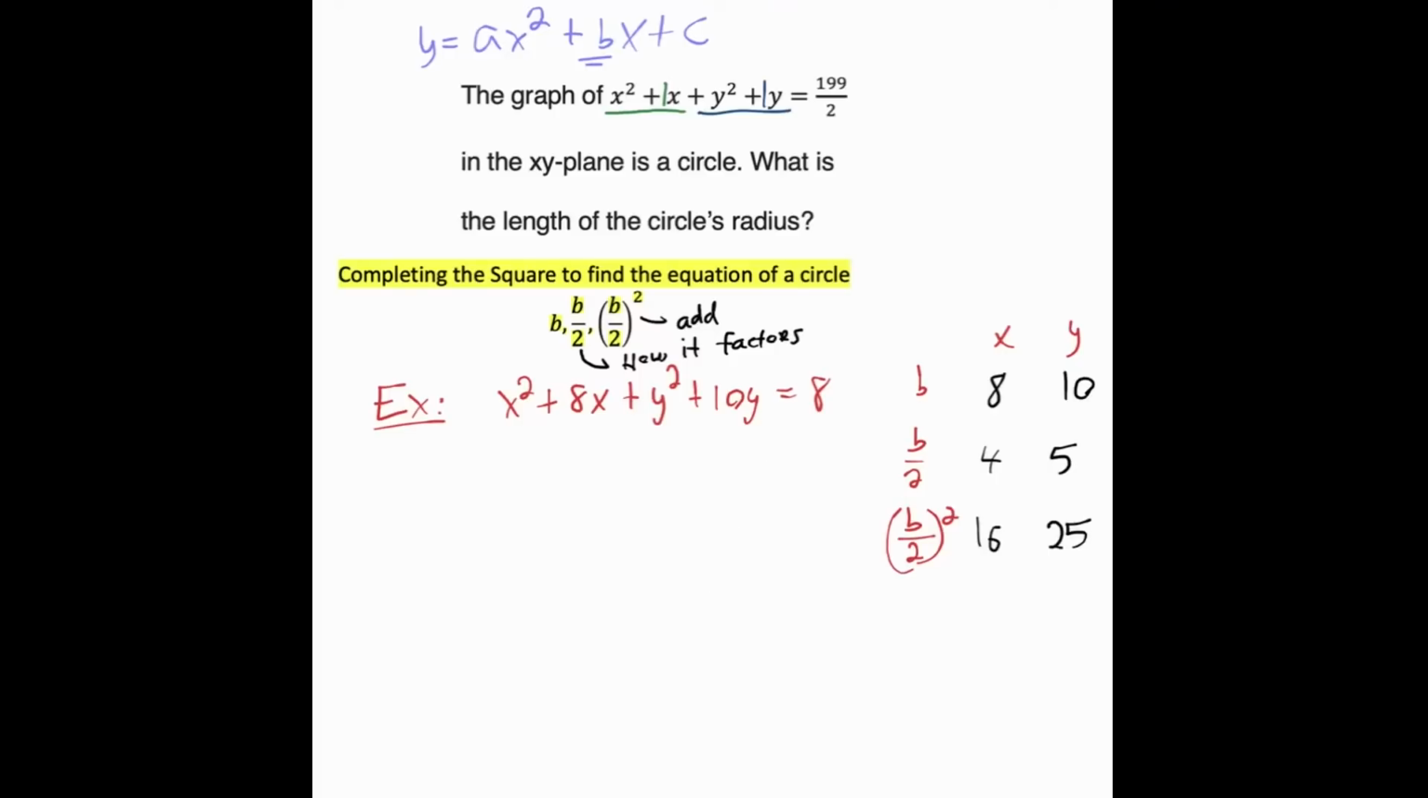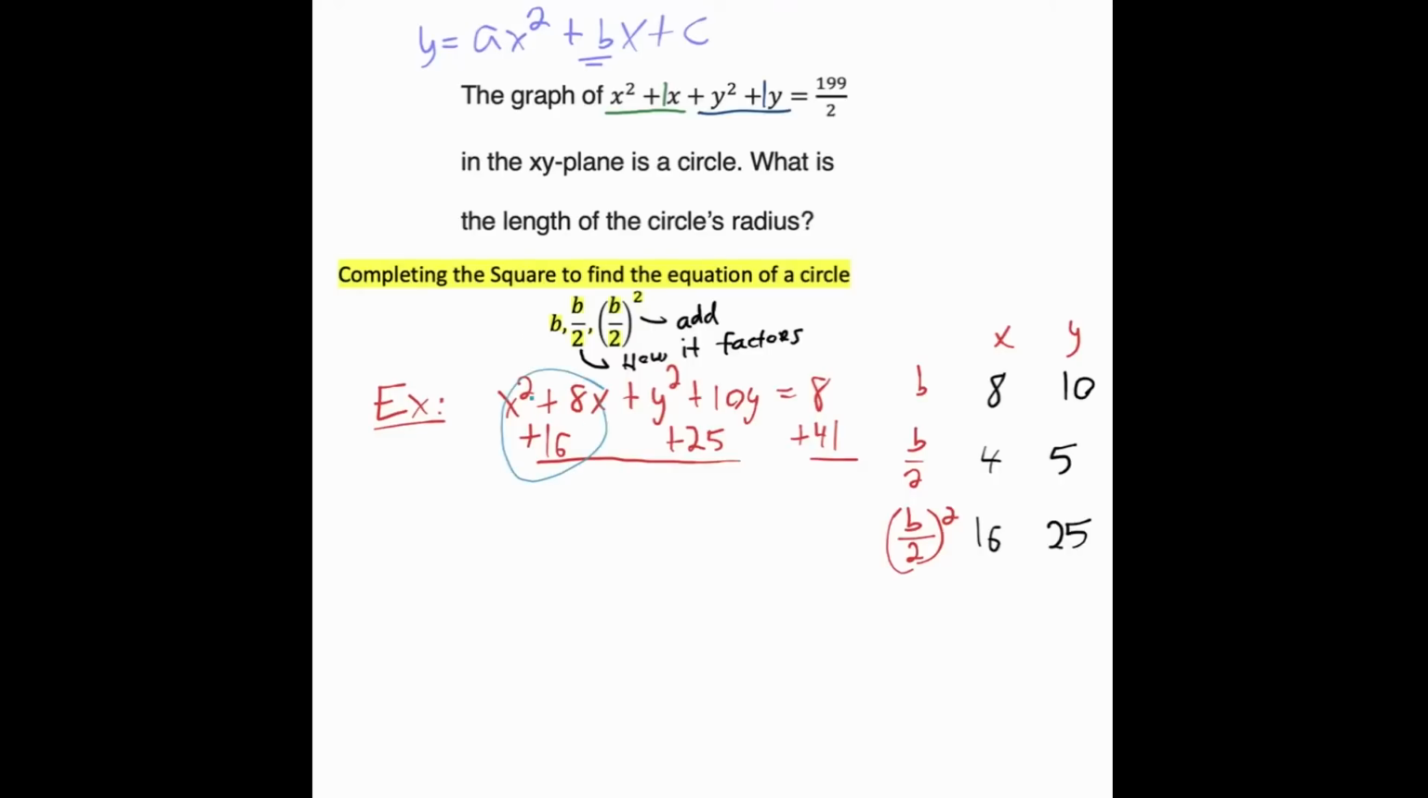You'll see what I mean. So in this example, for the x squared plus 8x, we're going to add 16. And for the y squared plus 10y, we're going to add 25. That means that we added 41 to the left side of the equation. And so now we need to add 41 to the right side of the equation.